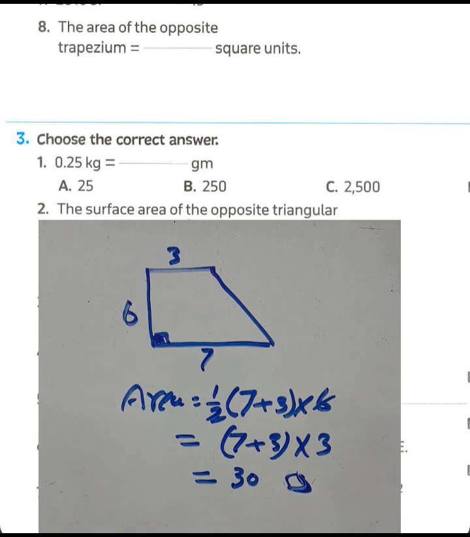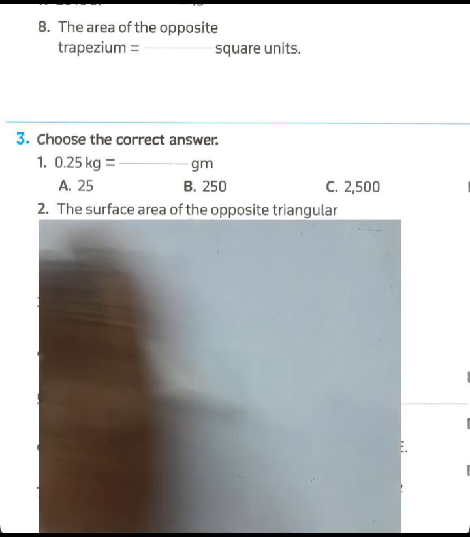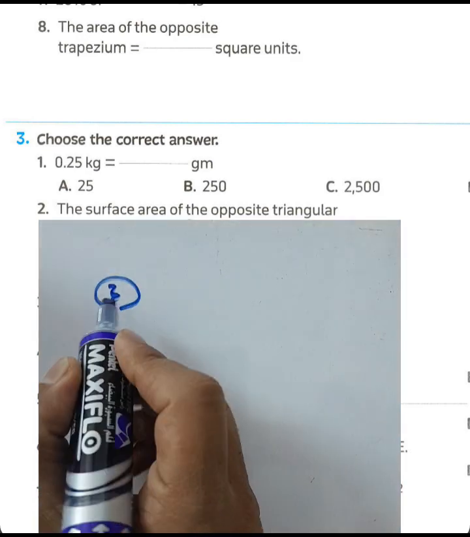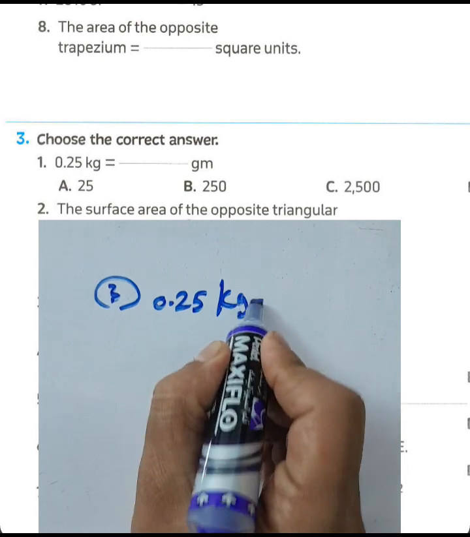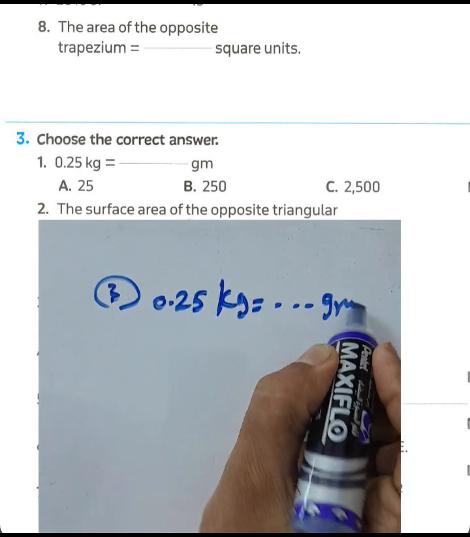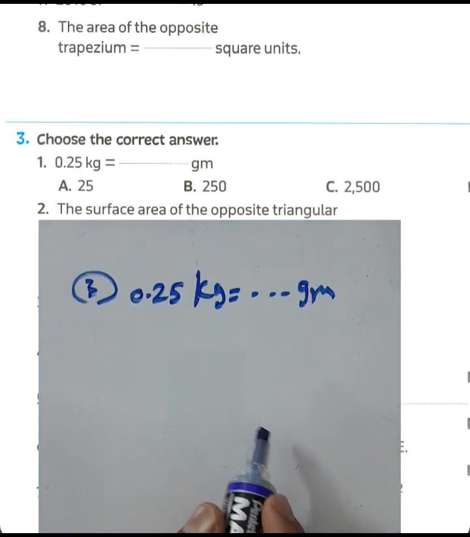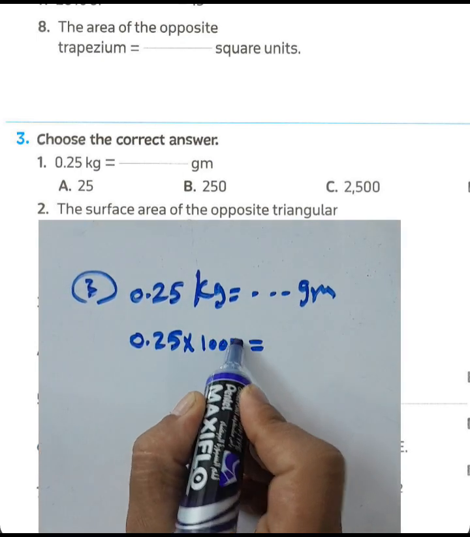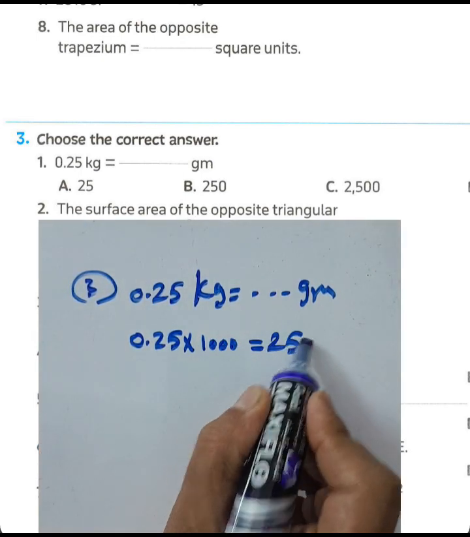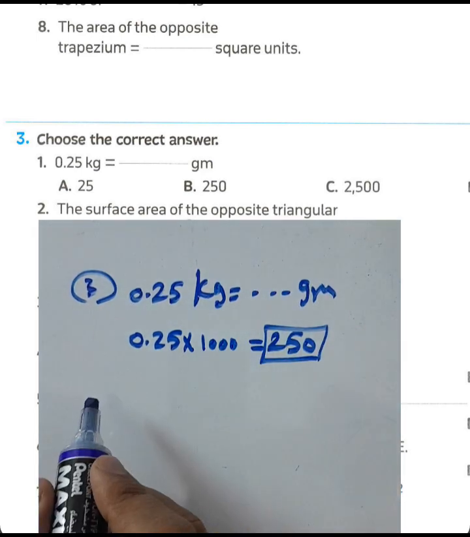Next, question number 3, choose the correct answer. We have 2500 kilogram equals blank gram. To convert from kilogram to gram, multiply by 1000. Move the point to the right by 3 places, and it will be 250 gram.